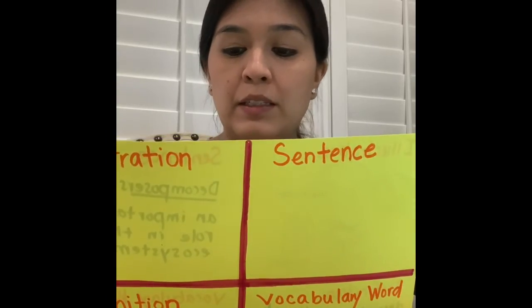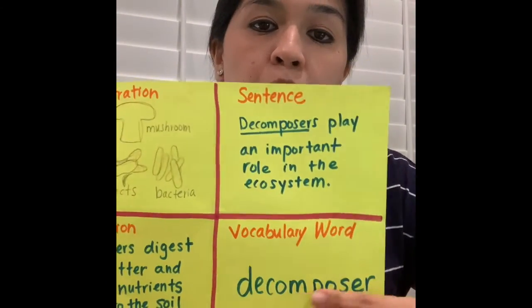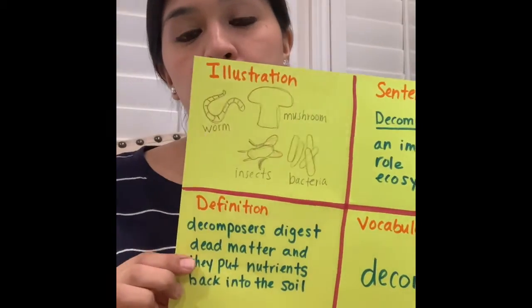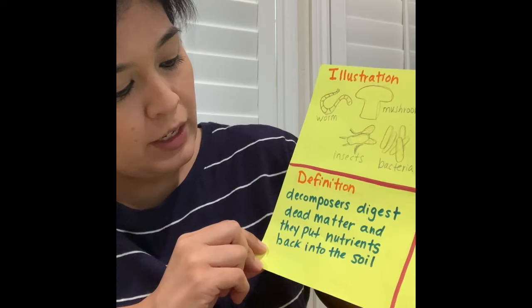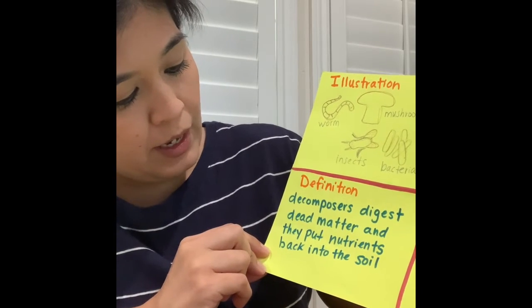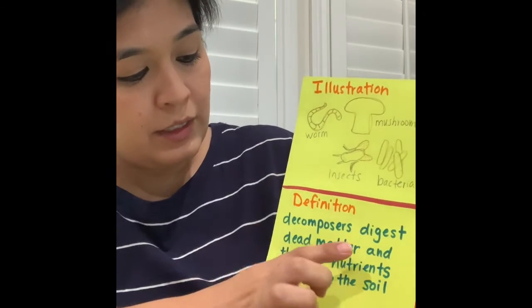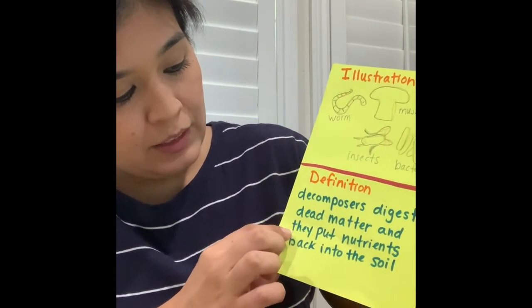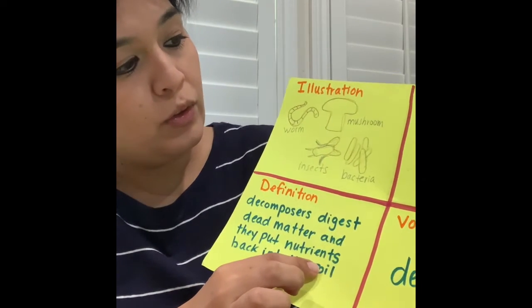So I have some examples here. The first word is decomposer. So we're going to write the word decomposer. And then we went to the dictionary and we found that decomposers digest dead matter and they put nutrients back into the soil. So they're going to digest. That means they eat, right? Dead matter, anything that's dead, and those nutrients are put back into the soil.